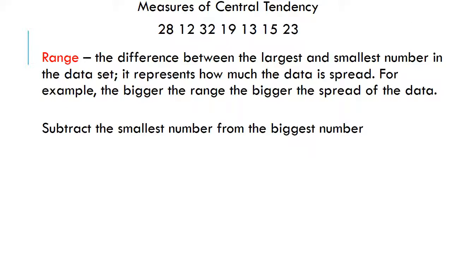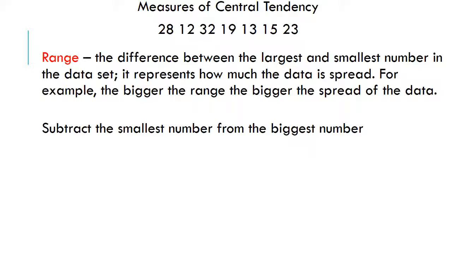Okay, on to range. We're still using the original set of data that we started with, and I'm going to explain to you what the range is. It's very easy. Range is the difference between the largest and smallest number in a data set. It represents how much the data is spread out. The bigger the range, the bigger the spread of the data. So if your range is 150, that means your data is very spread out. If you do the same thing for another set of data and your range is only 5, that means your data is kind of close together.